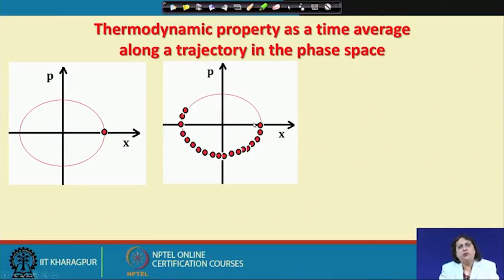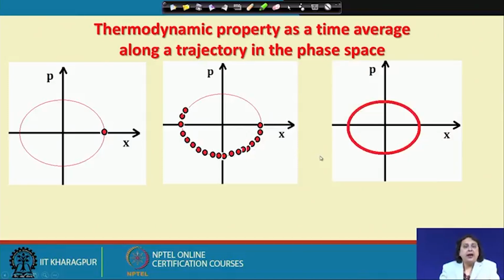And if I waited for a long time, this system would have traced out this path again and again. So, in the long run, what I would have is the system tracing out this red curve, this red ellipse, again and again.